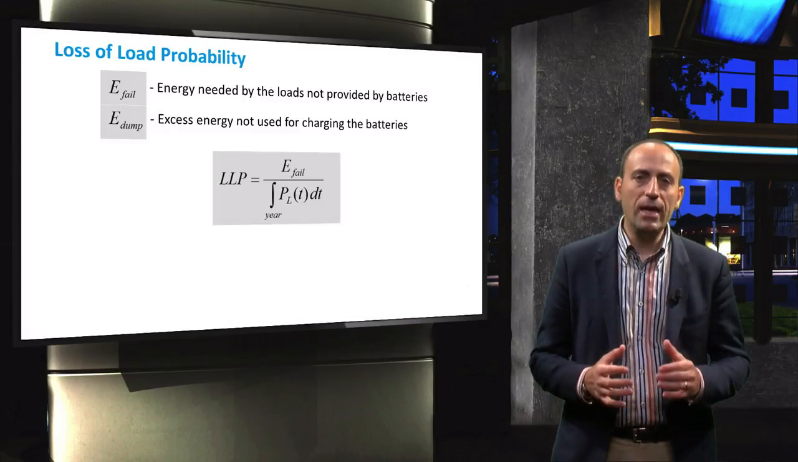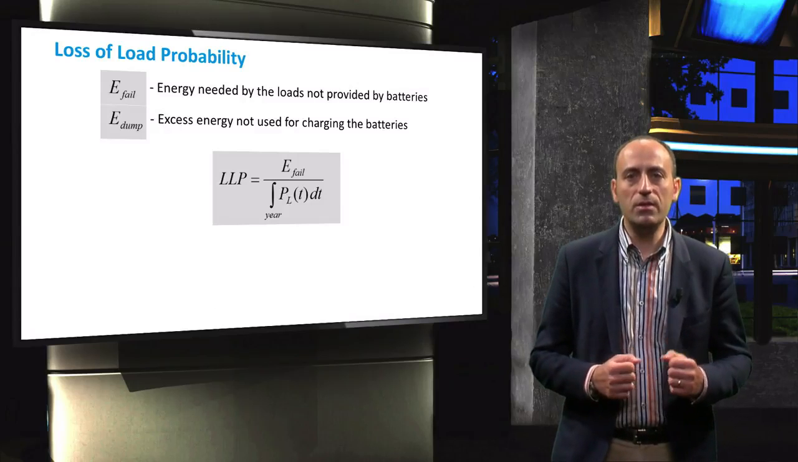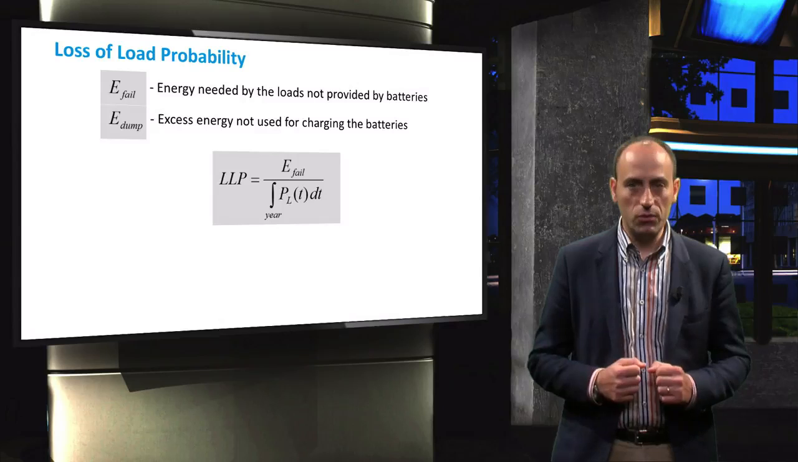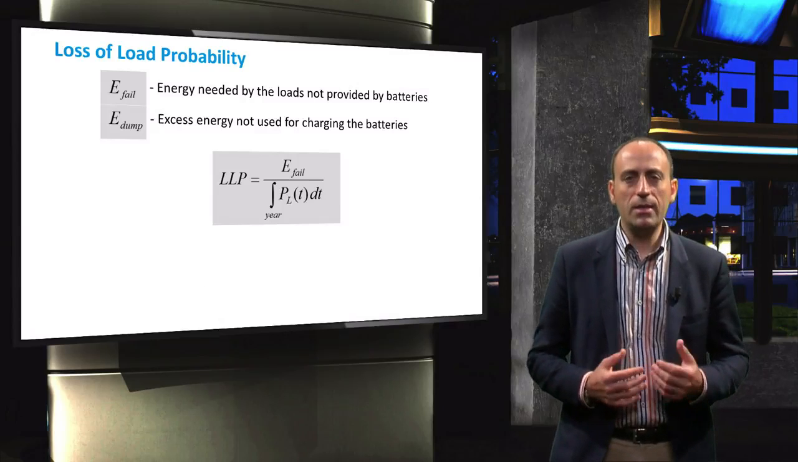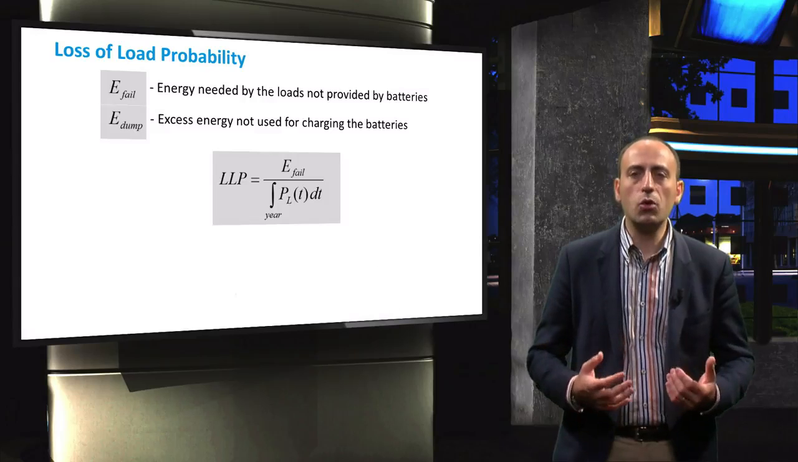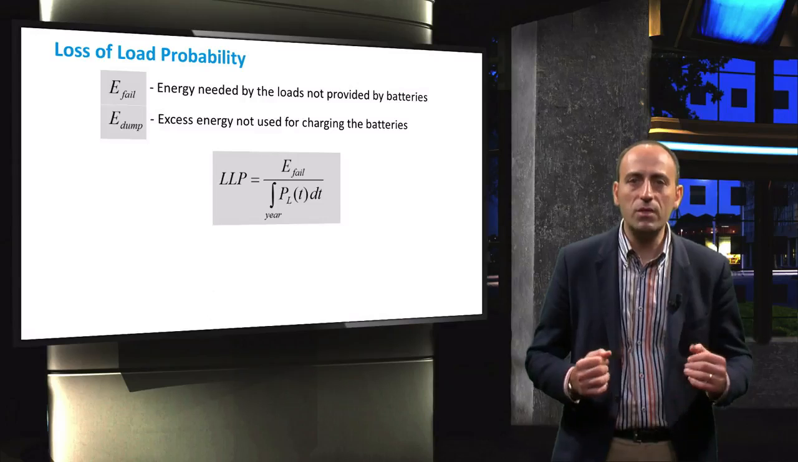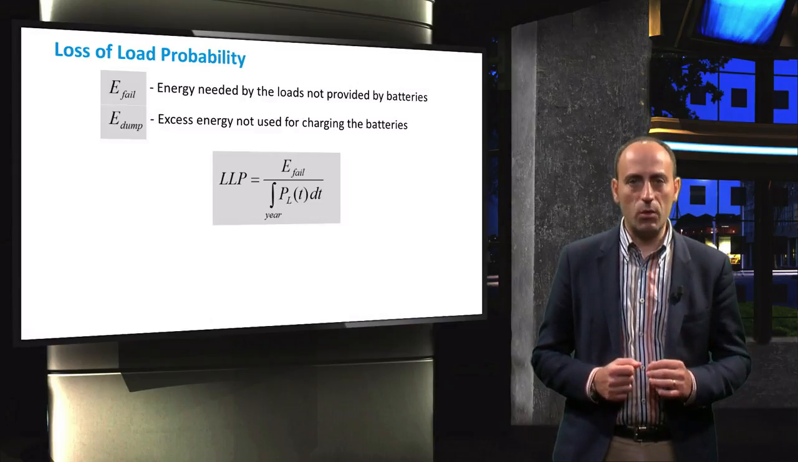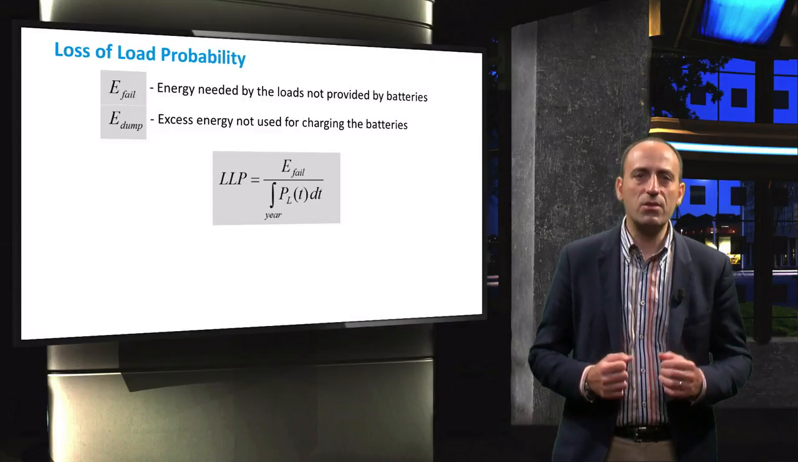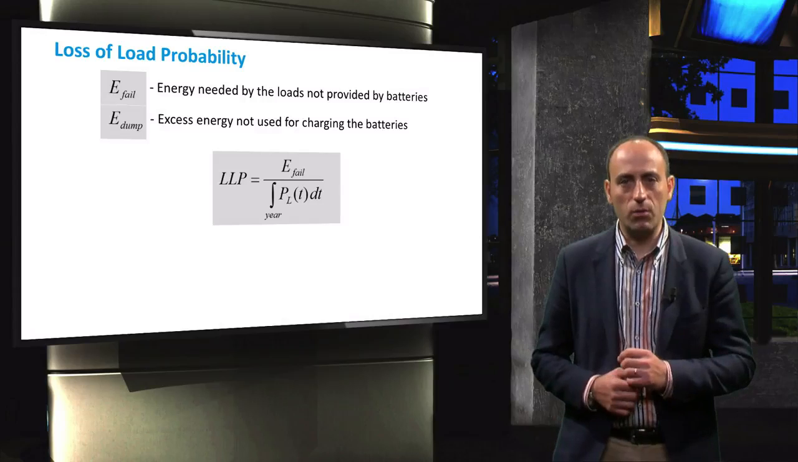Finally, the LLP is defined as the ratio of the energy that the PV system fails to deliver to the loads to the total energy requirement of the loads. It is a way to check the level of autonomy of the standalone PV system. Note that to have a very stable PV system, the loss of load probability should be as low as possible. To avoid unnecessary investment costs, E-dump should also be kept as low as possible.